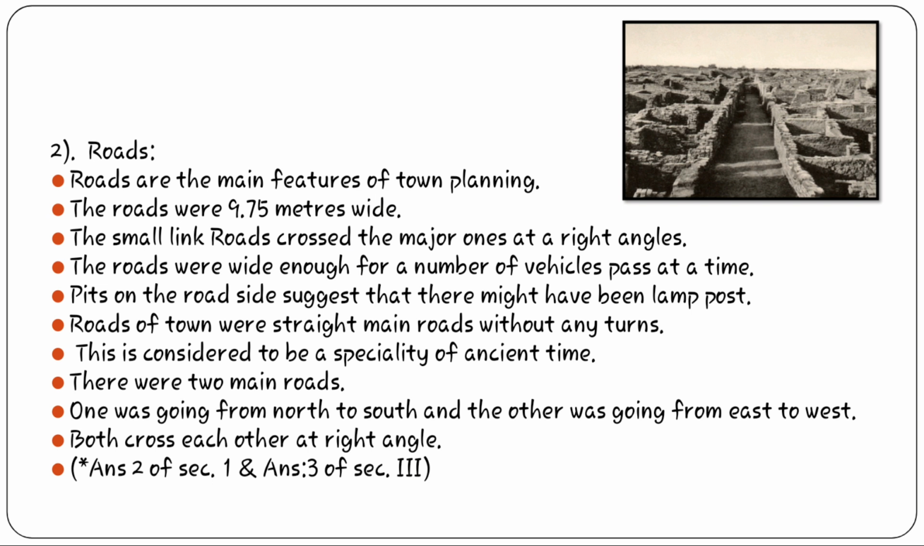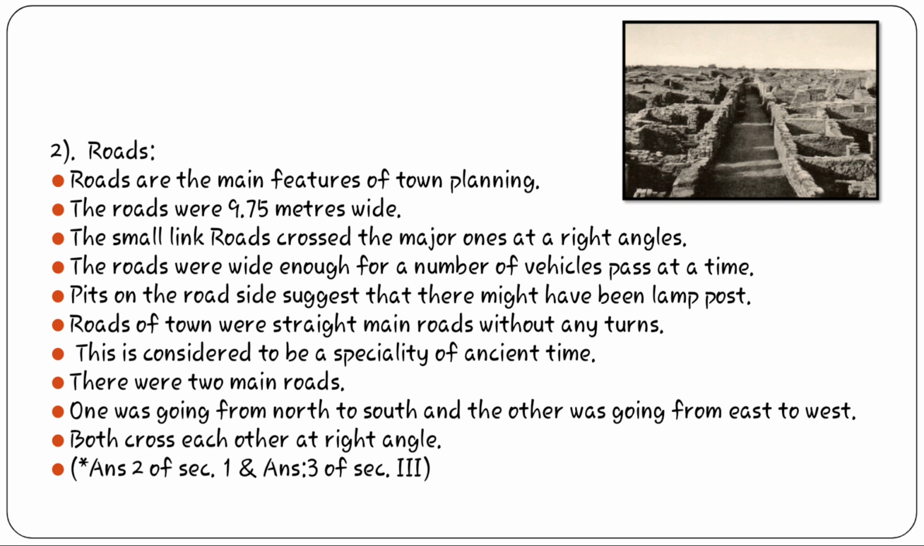रात को लाइट रखने के लिए लैम्प पोस्ट they were having. Roads of the town were straight, main roads without any turns. This is considered to be a speciality of ancient time. There were 2 main roads in Mohenjo-daro during that time. One was going from north to south and the other was going from east to west, and both crossed each other at right angle.